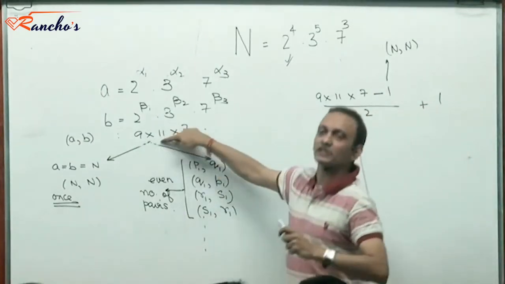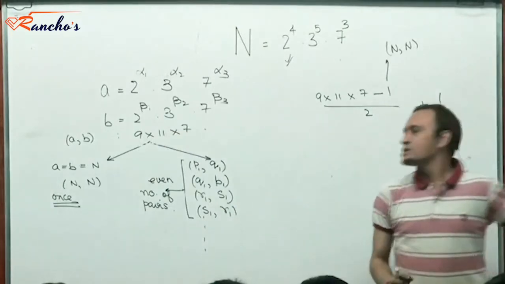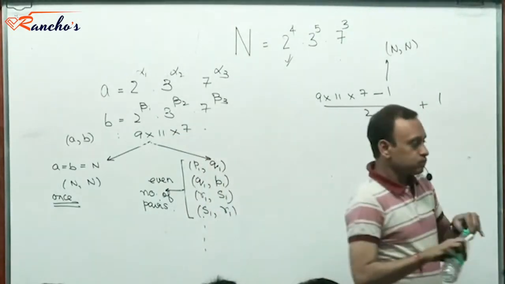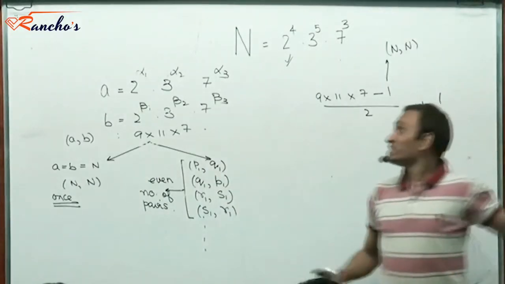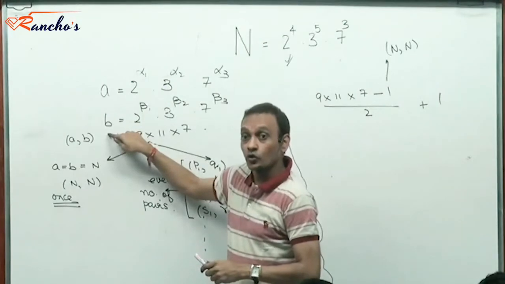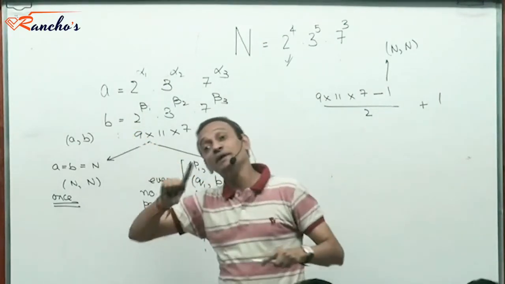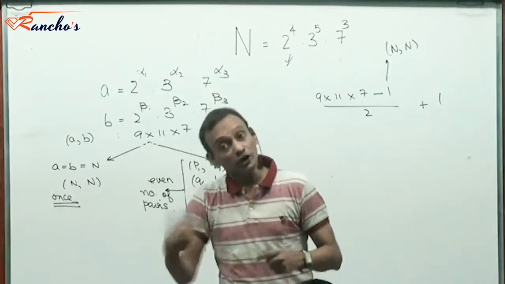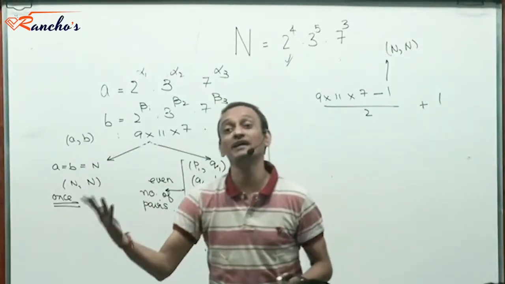Did you understand everything till this point? I said number of pairs of A and B whose LCM is n, where AB, number of ordered pairs of A and B, such that LCM of A and B is n.